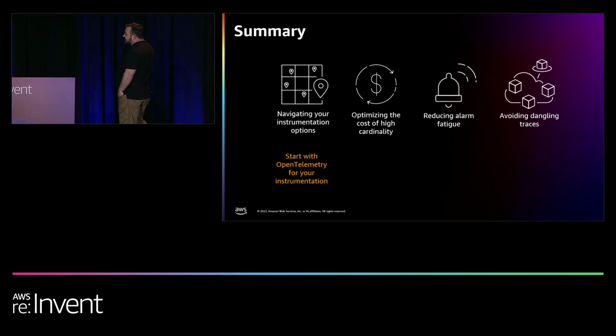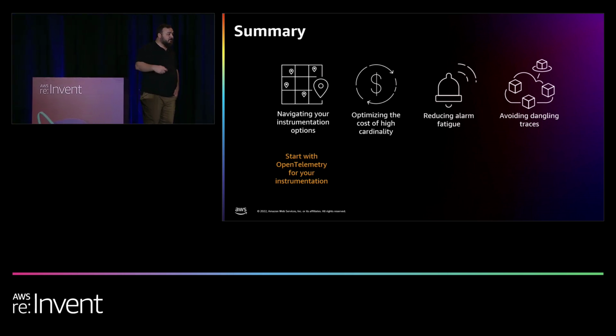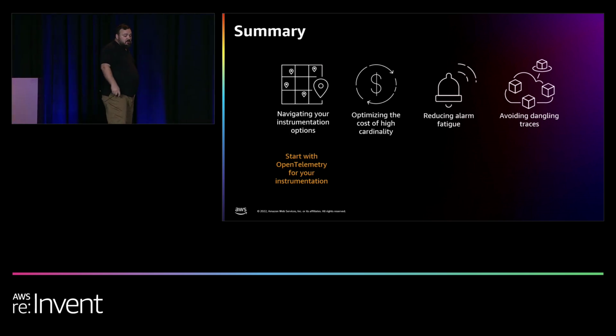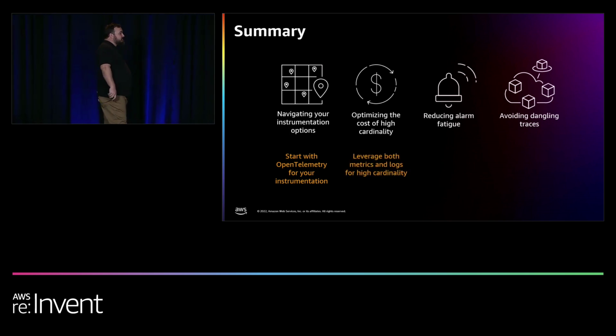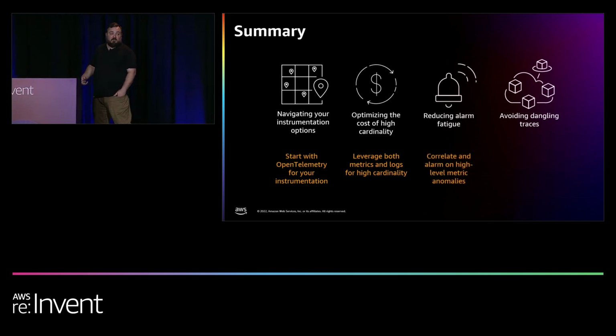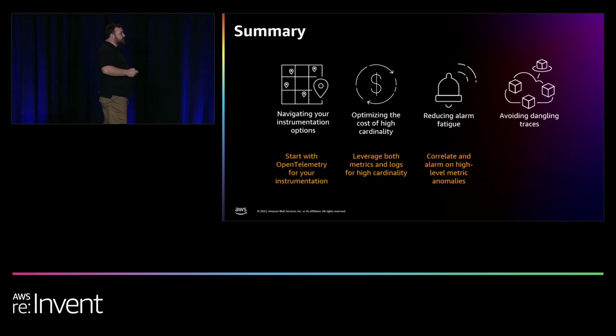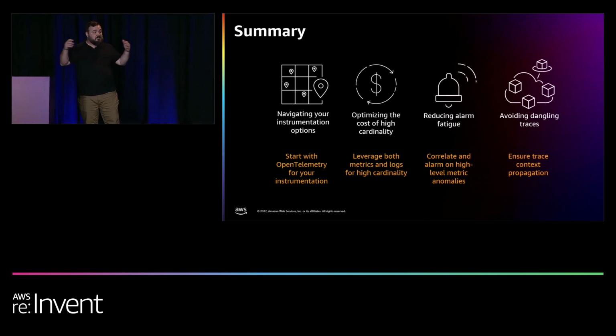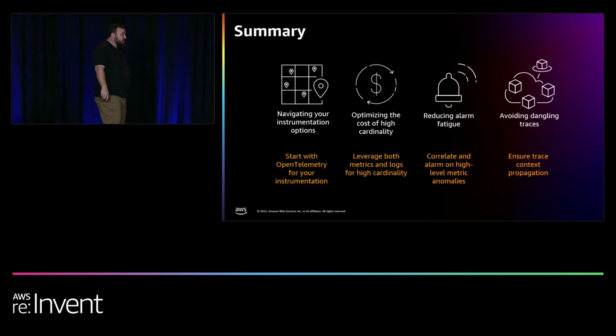For optimizing the cost of high cardinality, which again is a huge problem as you build modern apps, we generate more data, more metrics. Leverage both metrics and logs. Do not just send everything as a metric. That can get very expensive very quickly. So find that balance. Reducing alarm fatigue, correlate your alarms on high-level metrics and use anomaly detection. And last but not least, avoid dangling traces. Ensure trace propagation. So as you look at the different services in your architecture diagram, understand how those traces are going to get propagated across the system.